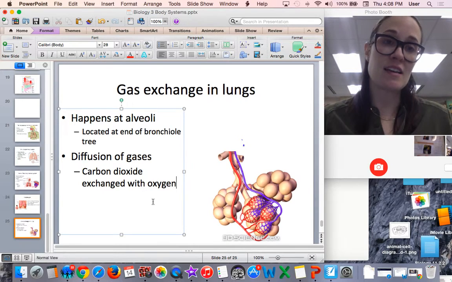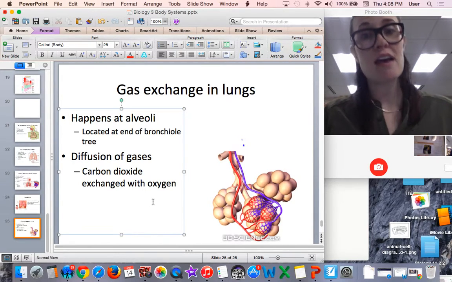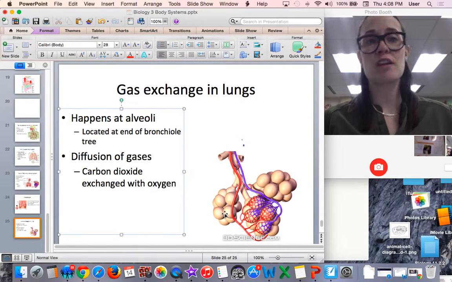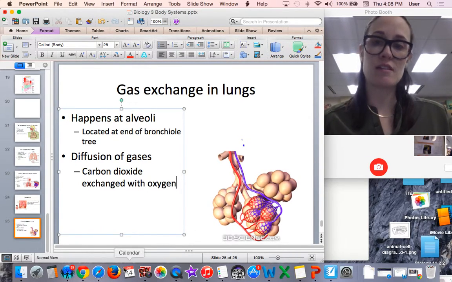And somebody that has a condition like emphysema, it actually punches larger holes in the alveoli, which makes that exchange of carbon dioxide and oxygen not a very good exchange. So that is the end of the respiratory system.